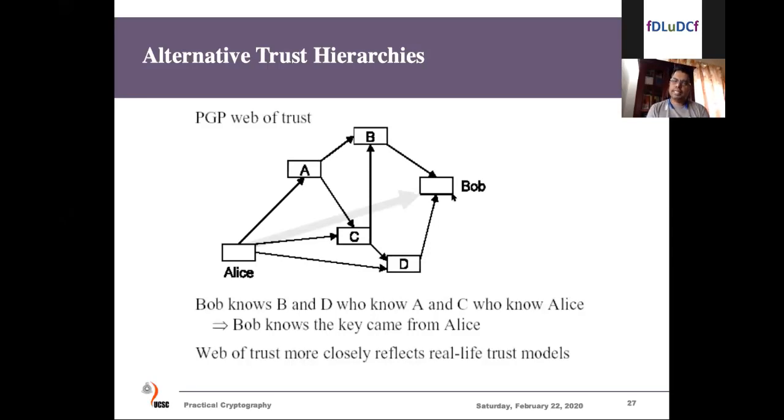Then Bob sees whether B and D know about Alice. Perhaps, since I know B and D, I can accept Alice's public key because Alice's public key is accepted by my friend. In this diagram, it shows no. B and D don't know Alice, but B and D know some other users called A and C, and A and C know Alice. So it's kind of a web of trust, right? It's a practical real-life scenario. We find some person we don't directly know, but one of our friends knows him. Since my friend knows him, I can identify him, or I can say he is my friend.